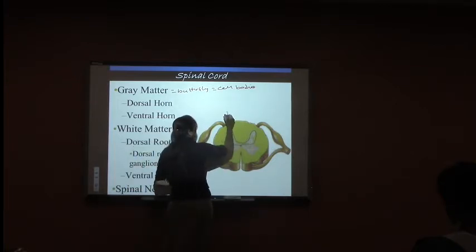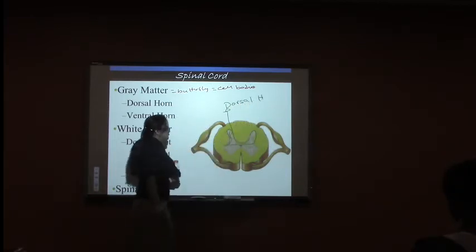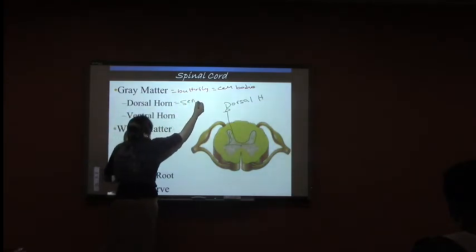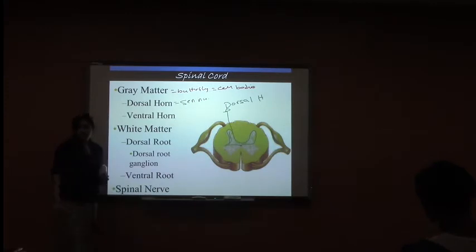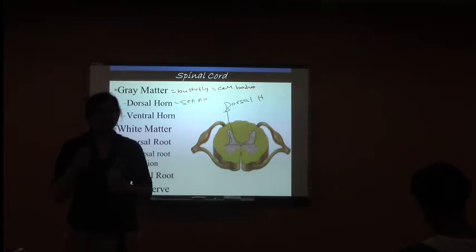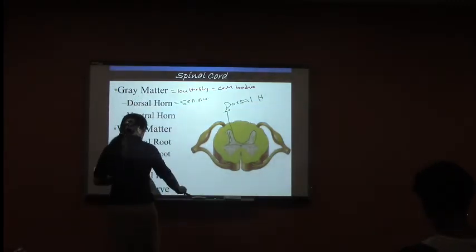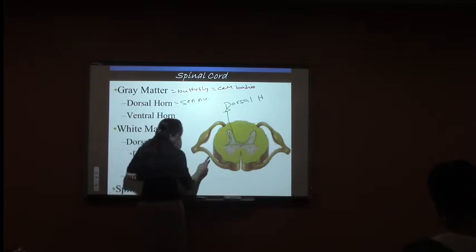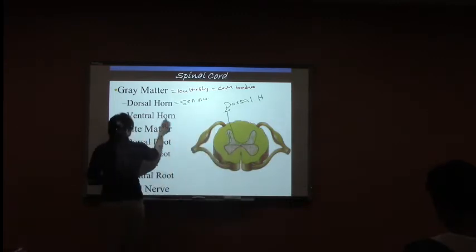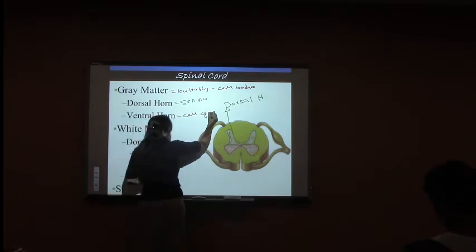Two horns called dorsal horn. Dorsal horn has sensory neurons, so cell bodies of sensory neurons. Dorsal horn contains cell bodies of sensory neurons. These are the ventral horns, which contain cell bodies of motor neurons.